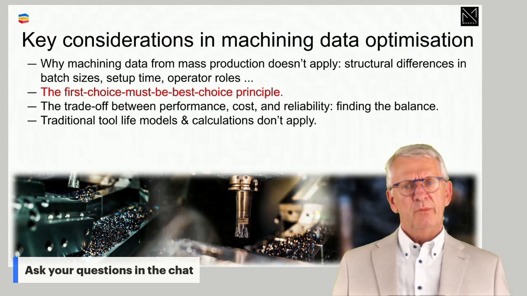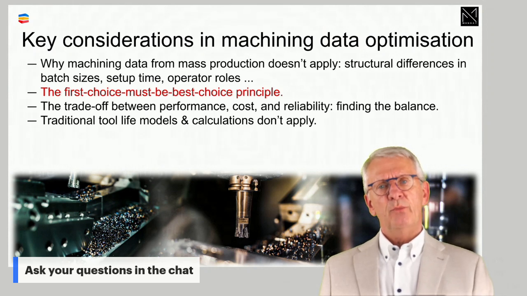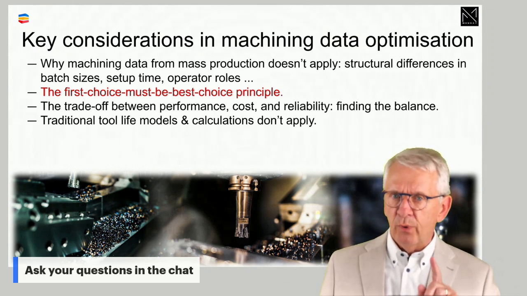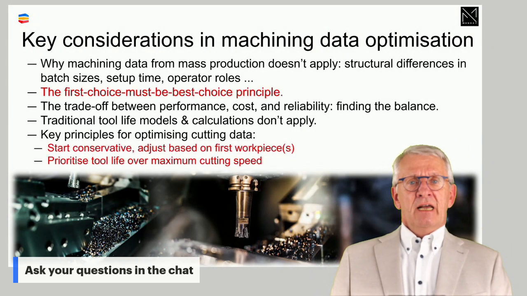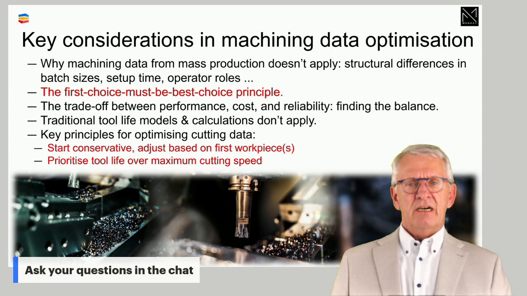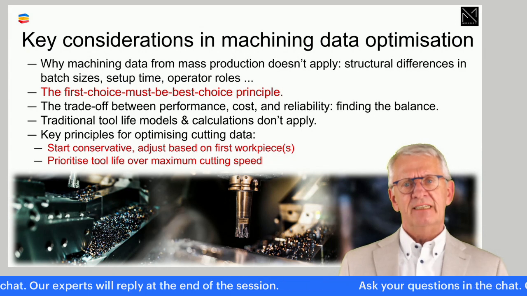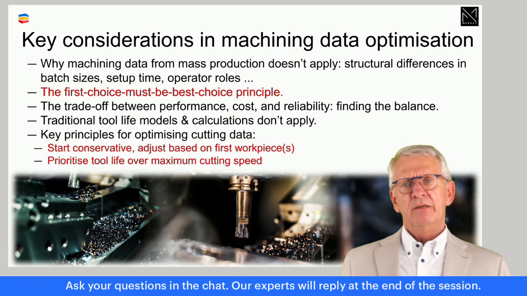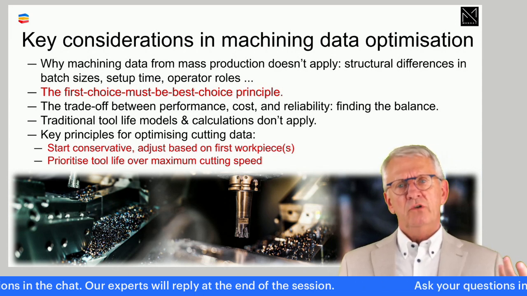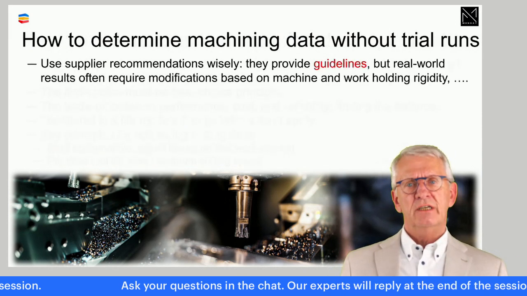Something that some people perhaps here will have difficulty swallowing, but anyway, the traditional tool life models and calculations can't be applied. I don't say they don't work, I say they can't be applied, can't be used in small batch production. I clarify that a little bit later. And key principles are to avoid scrapped workpieces, start conservative, and adjust based on in-process observations you make. And in the question, should I go for long tool life or should I go for high cutting speed? I would say in small batch production, long tool life is more important than high cutting speed.